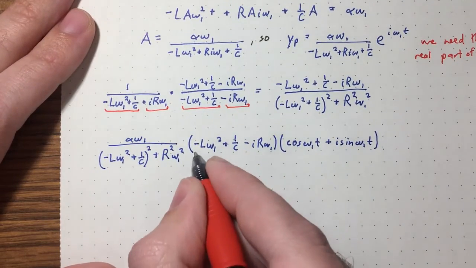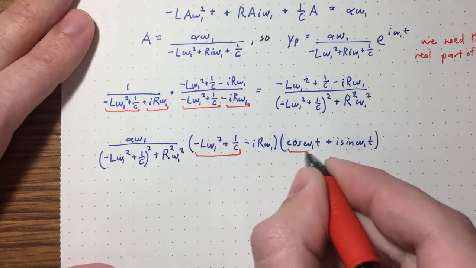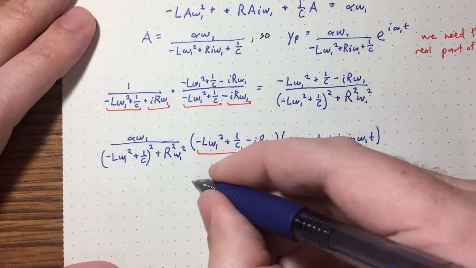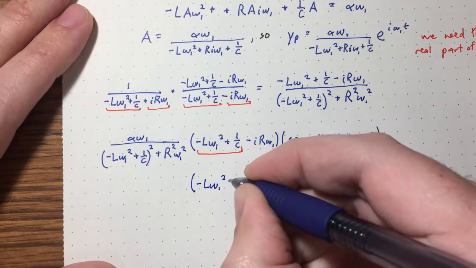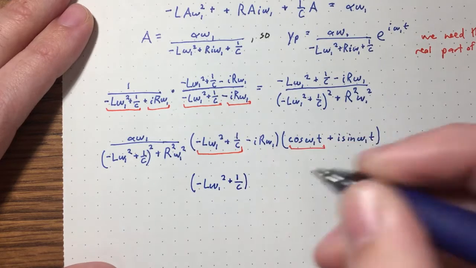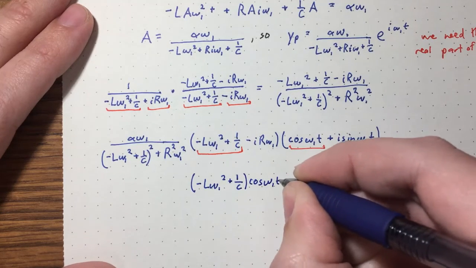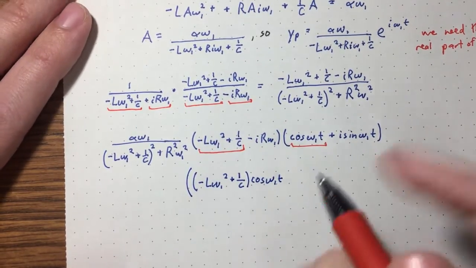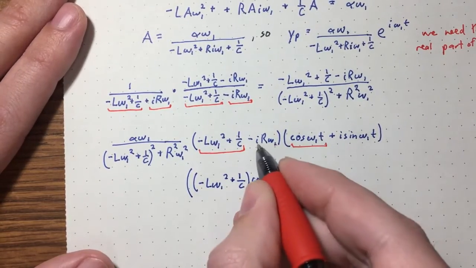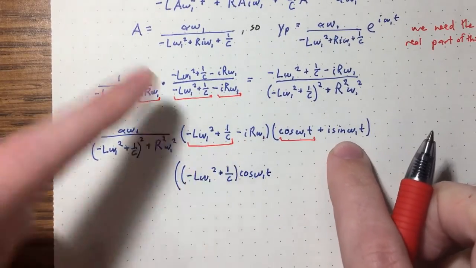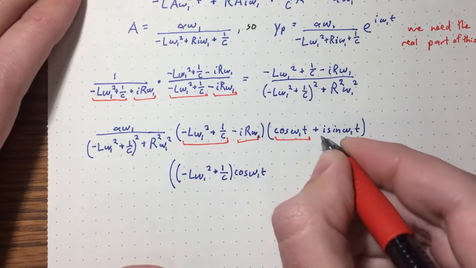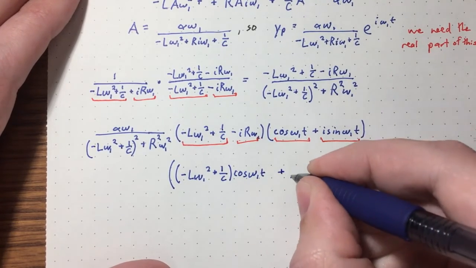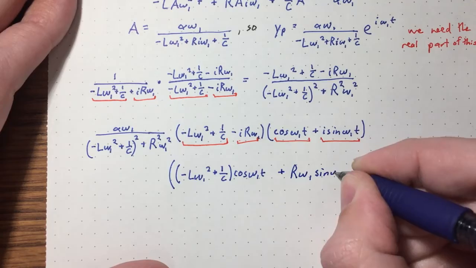What is the real part here? Well, this part here times that part there is going to be something real, right? So let's write out what that is. So I have minus L omega squared plus 1 over C, times the cosine. Need another set of parentheses there. And then what else is going to get me something real? Surely not this one times that one, I'll have an i. And not this one times that one. But if I do this one times that one, I will get something real. And that something is plus R omega 1 sine omega 1 t.